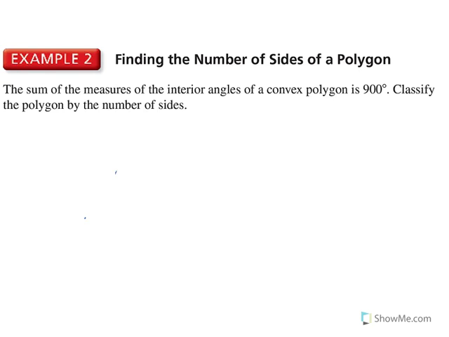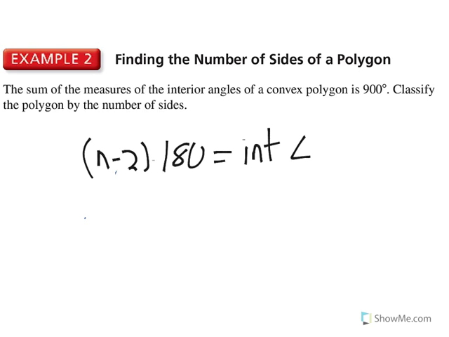Another type of problem we find whenever we are looking into these is the opposite. Instead of having the number of sides, we may want to find the number of sides given a certain amount of degree measures. So in this one, the sum of the measure of the interior angles of a polygon is 900 degrees. It wants us to classify the polygon by the number of sides. So think about our formula. Our n minus 2 times 180 would equal our degree measure, or our interior angle sum. So in this case, our interior angle sum, it told us, is 900.